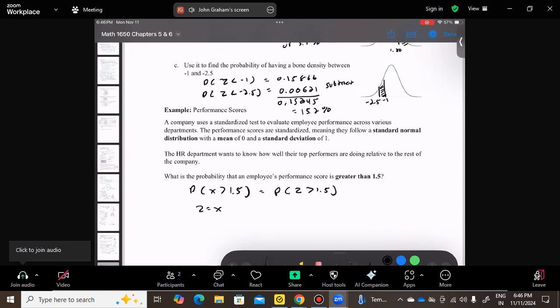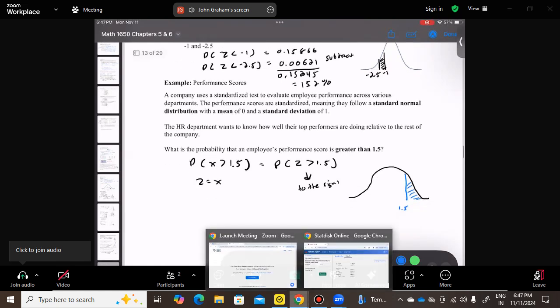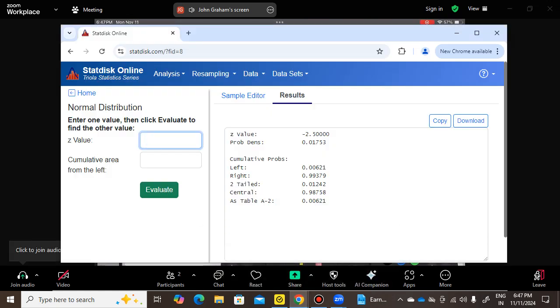And greater than 1.5 means that we want this to the right. So let me draw the graph. Greater than 1.5 is this region to the right. So 1.5, and to the right is 0.06681. Probability of z greater than 1.5 is equal to 0.06681, or 6.7%.